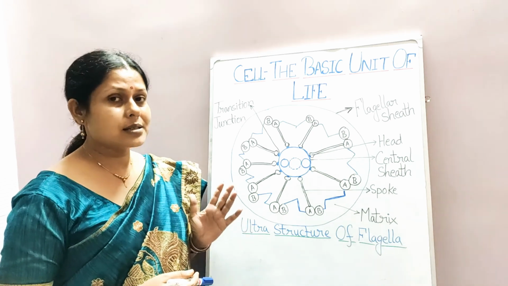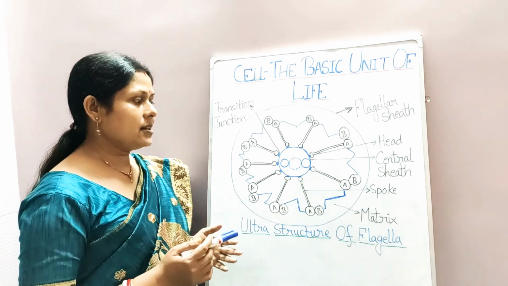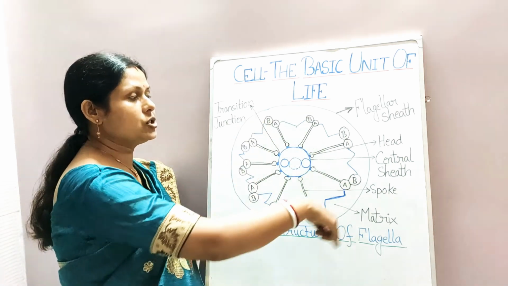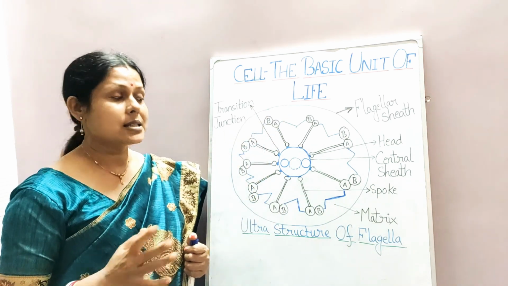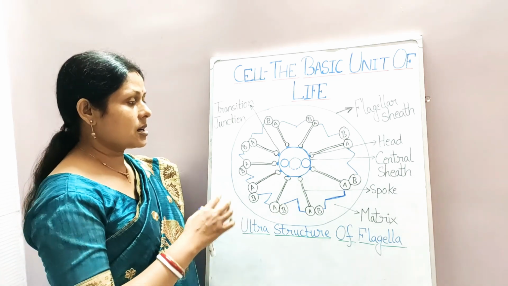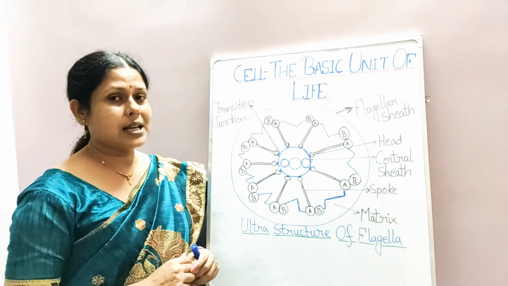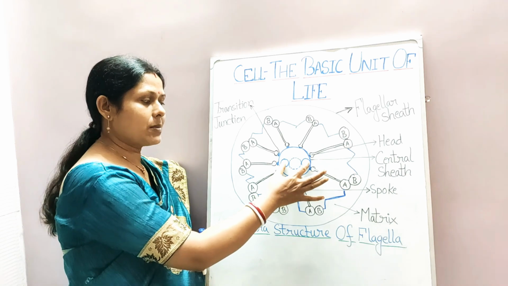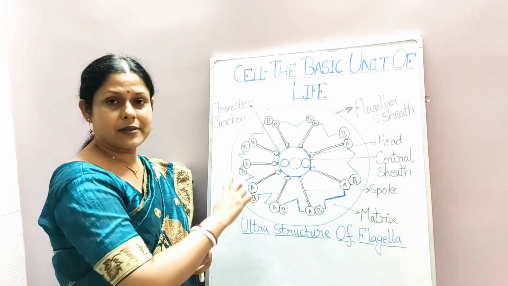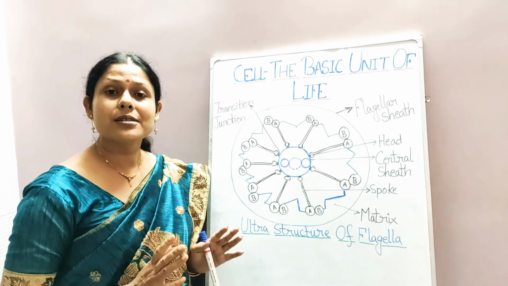Since it's a eukaryotic cell, the flagella is made up of tubulin protein. If we see the ultrastructure of the flagella, it is surrounded by a common sheath which is similar to the cell membrane. Inside it is the axoneme, which comprises a total of 11 microtubules. Out of these 11 microtubules, 2 are central microtubules surrounded by a central sheath, and there are a total of 9 peripheral tubules arranged around them. This type of arrangement is known as the 9+2 arrangement.